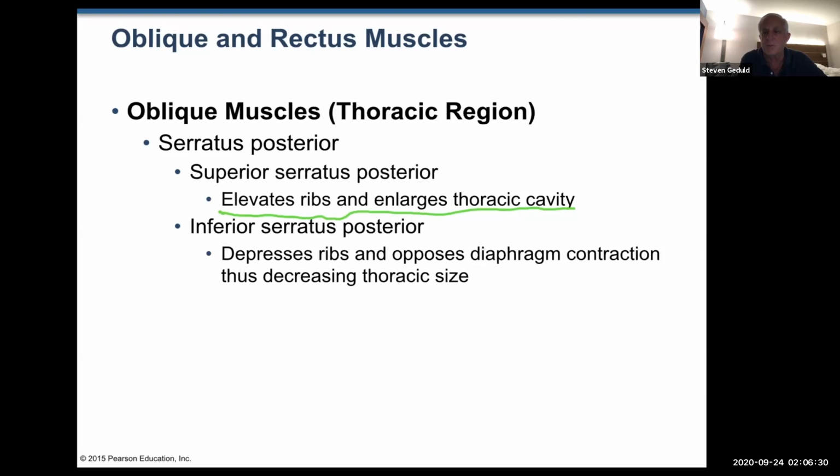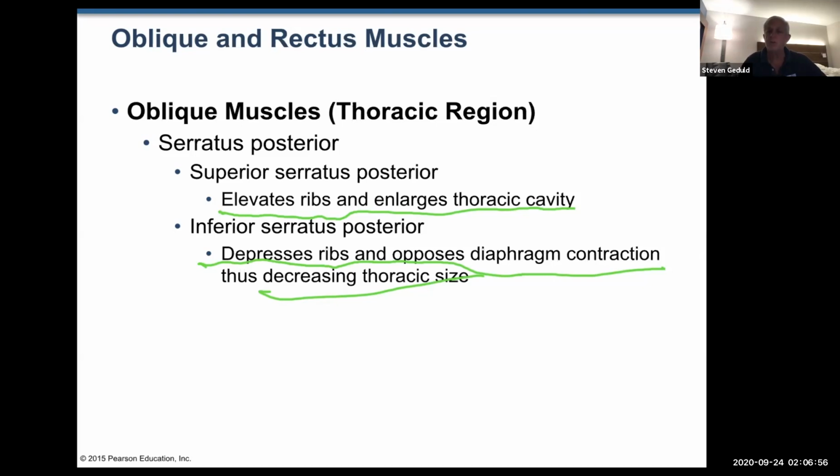The inferior serratus posterior are the exact opposite of the diaphragm. They force air out. Okay, they allow you to blow out birthday candles, things like that. Okay, they depress the ribs, oppose diaphragm contractions, and decrease the thoracic size. That's what forces air out of your lungs. Okay, without that, you have the conditions of COPD. Because the diaphragm only does one thing. Remember, the muscles only move one way.